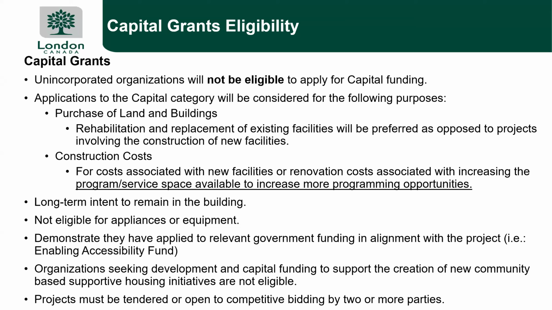Preference will also be given to organizations that demonstrate a willingness to cooperate with the community and other organizations to share that space. Applicants must also demonstrate that they have applied to relevant federal and provincial government funding opportunities related to these capital grants. One of those examples is the Enabling Accessibility Fund, which I encourage you to look up if you are not familiar with it.